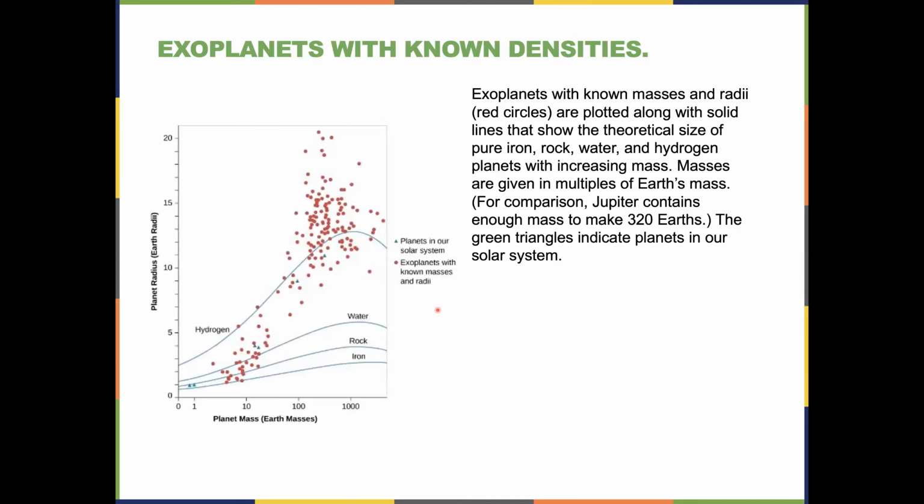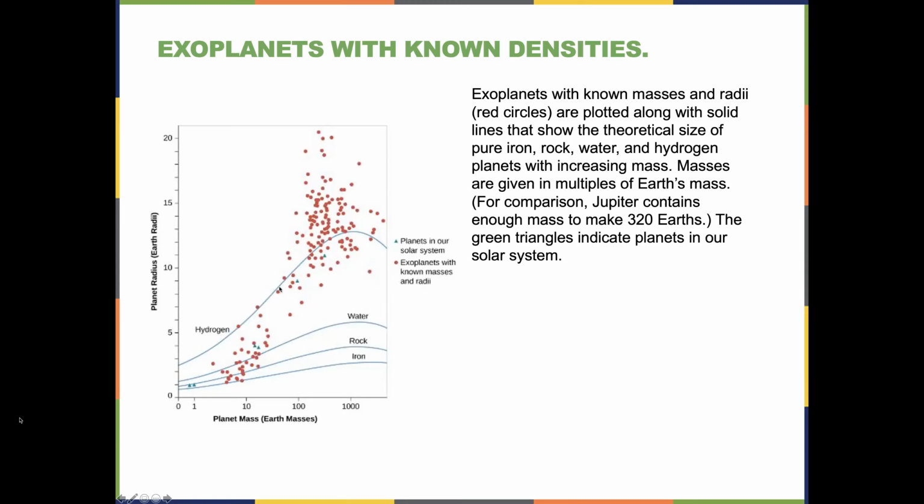So this graph right here explains that whole thing. You can see that these lines are theoretical lines showing how planets look if they have hydrogen, so it goes like that. The x-axis is the mass of a planet in terms of Earth masses, and the y-axis is the radius of the planet in terms of Earth radius. And each of these blue lines represents a theoretical curve.